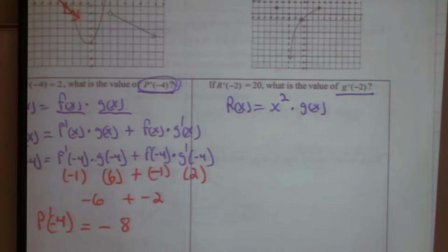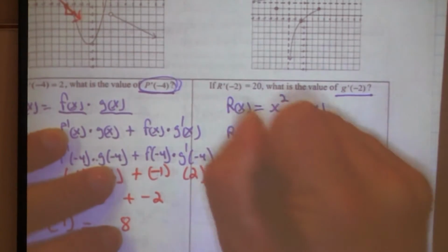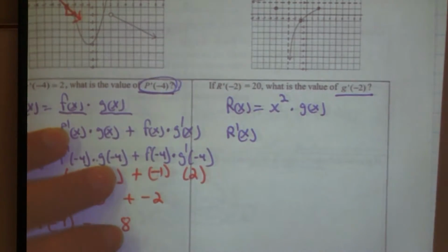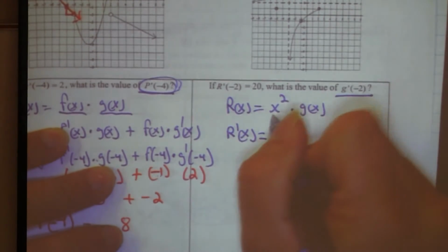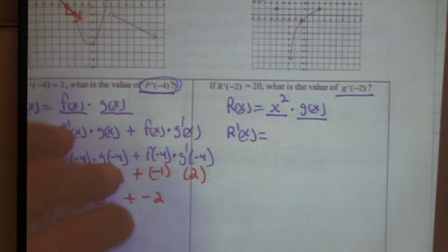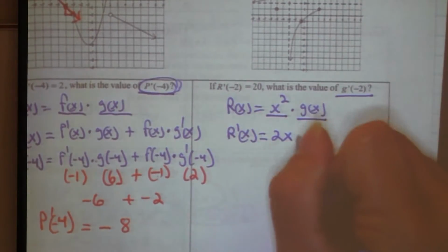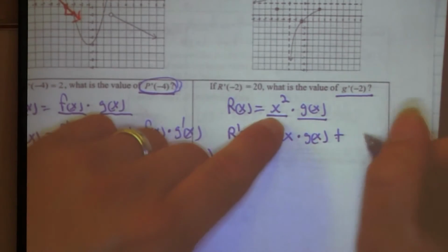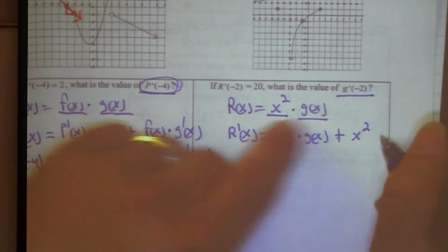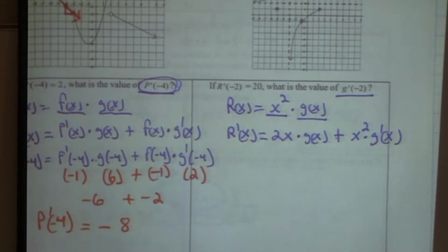What do you think we need to find? Find the derivative? All right, let's do it. What's the derivative of r of x? That's just r prime of x, right? How do I get the derivative of this side? Product rule? There are two things being multiplied, right? So derivative of the first, 2x, times the second, plus the first times the derivative of the second, which is g prime of x. Are we okay?